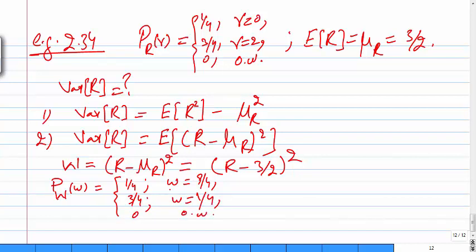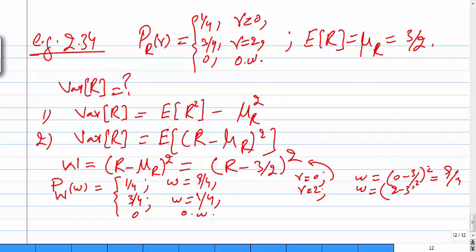So how do we calculate this? We know that R is 0. When we put it in this equation, W becomes 0 minus 3 by 2 whole square, that becomes 9 by 4. Similarly, when R is equal to 2, we put it in this formula, W becomes 2 minus 3 by 2 whole square, and it becomes 1 by 4. So this is the way we can calculate this PMF.